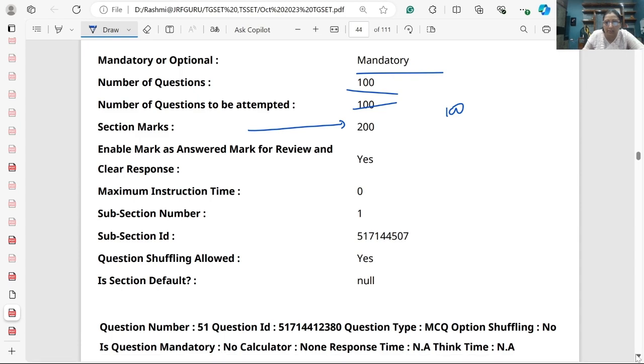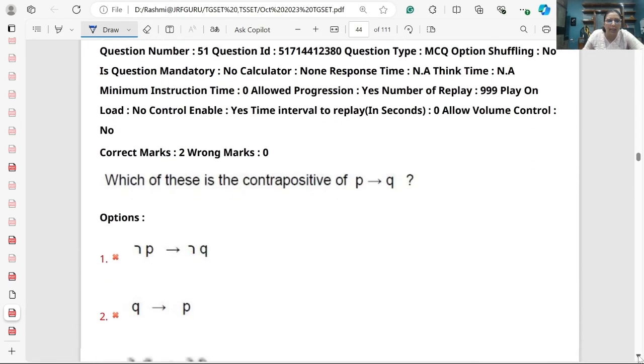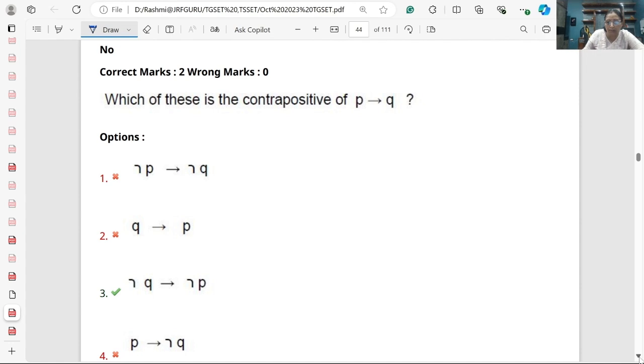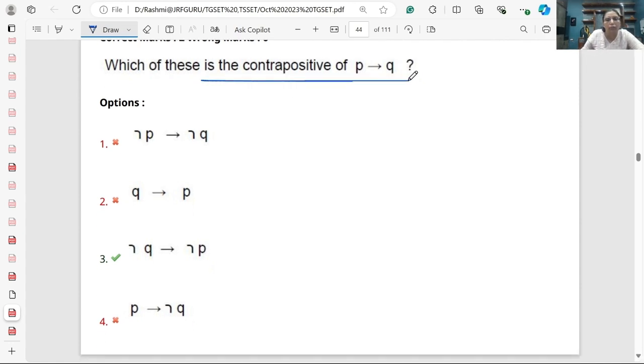Now let's start with the first question. Which of the following is the contrapositive of P implication Q? Options: P implication Q, contrapositive, inverse. First, the contrapositive of P implication Q will be written as negation of Q implication negation of P. So this is called the contrapositive.